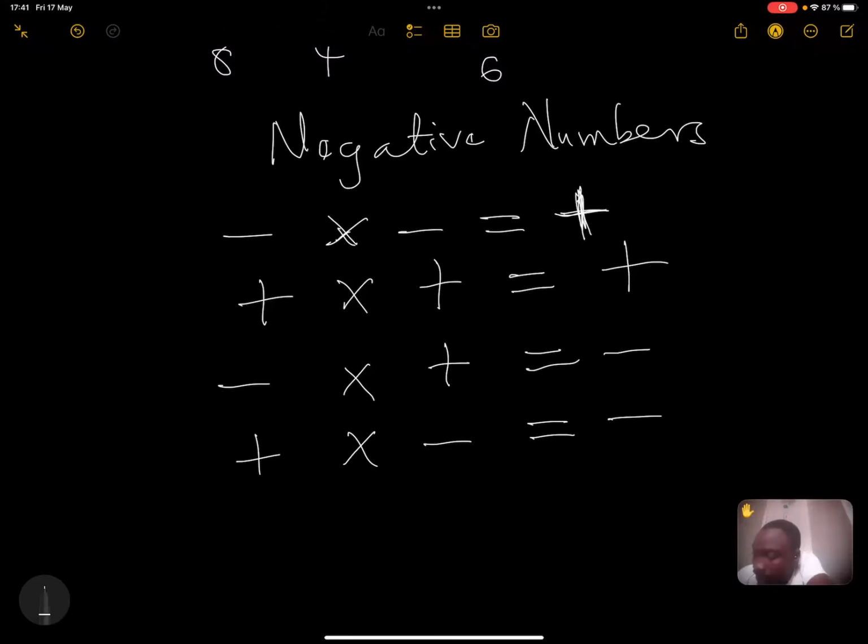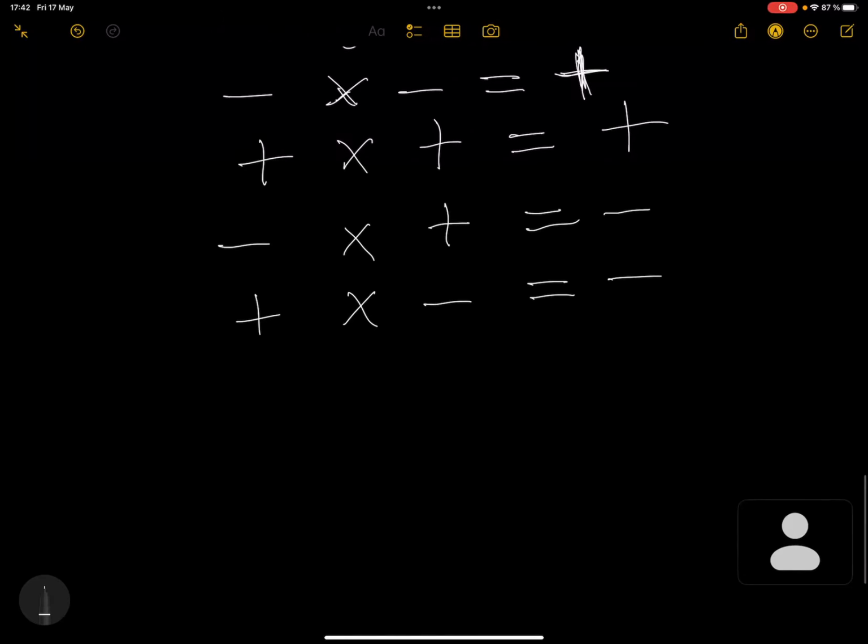Here, division operation is the same. Minus divided by minus is plus. Plus divided by plus is plus. Minus divided by plus is minus. Plus divided by minus is what? Is minus. Okay? So this is just for your information. You can pick just very simple example, then we leave here for the major thing.